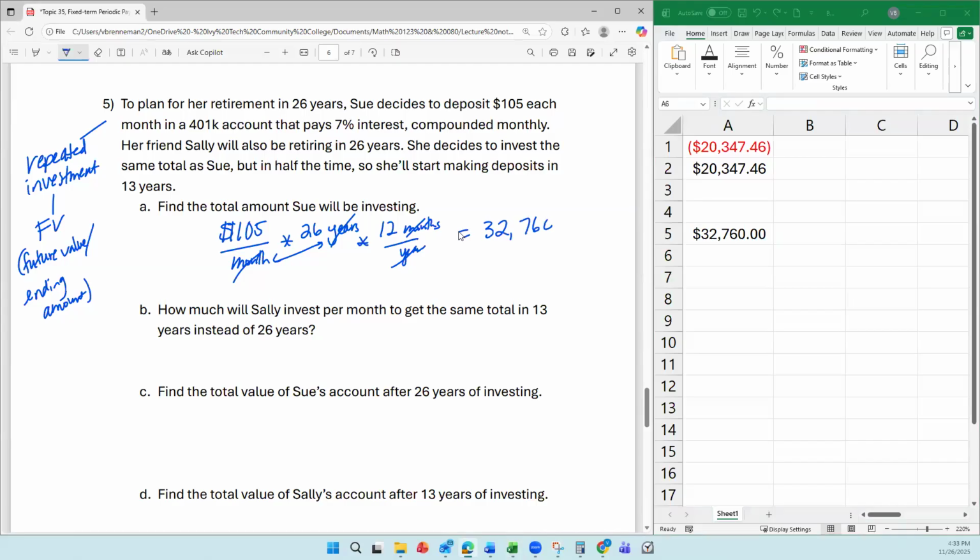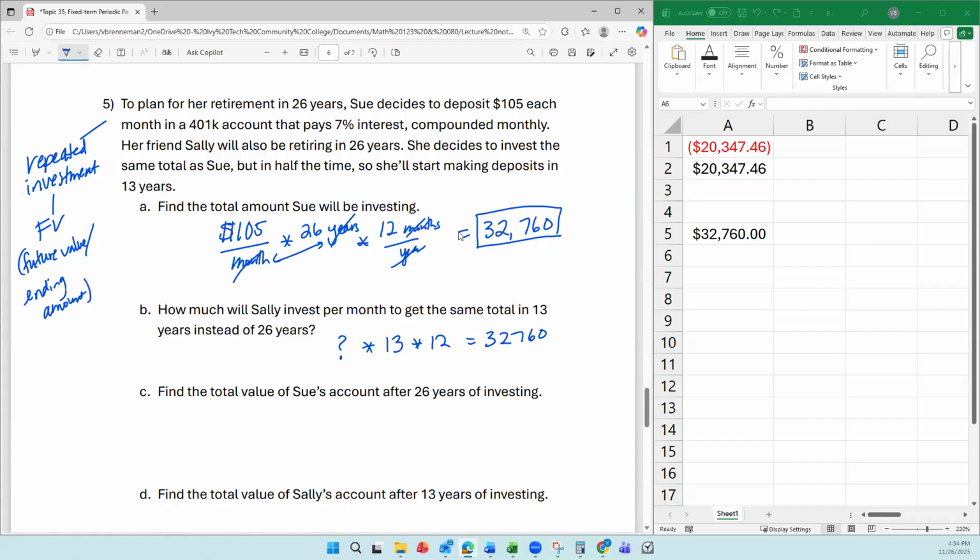32,760. All right, for Sally to end up putting in also 32,760 of her own money, but doing it in 13 years instead of 26 years, I want whatever amount is going to get multiplied by 13 and by 12 to still get 32,760.